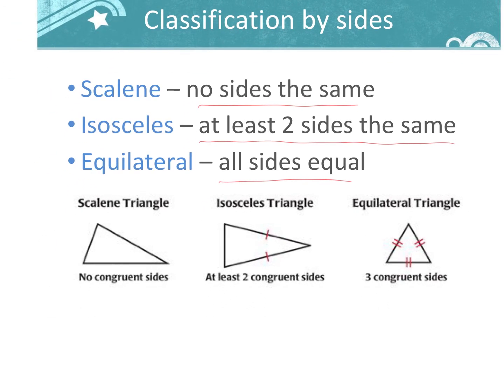So in the scalene triangle, there's no symmetry to it. There's no congruent sides. Isosceles has a line of symmetry down here. The two sides on the side are congruent. Now, this base side does not have to be the same length, okay? So that side may be a little bit smaller, it may be larger, okay? And then there's equilateral triangles, where all three of the sides are the same length.